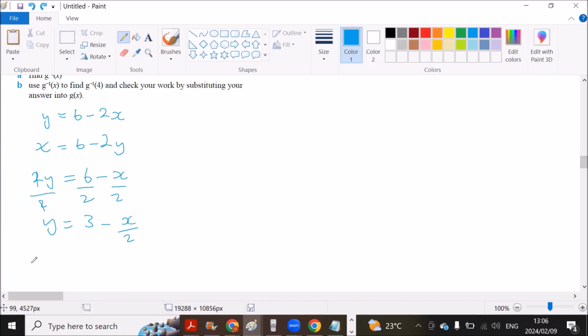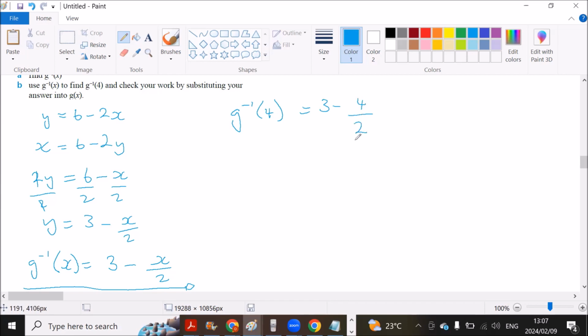Remember, we are using g, so we would say g to the minus 1 of x is equal to 3 minus x over 2. Use g to the minus 1 of x to find g to the minus 1 of 4. Okay, so we want g to the minus 1 of 4. So what are we saying? Whenever we see x, we will put 4 in the right-hand side, which is 3 minus 4 over 2, which is 3 minus 2, which is 1.